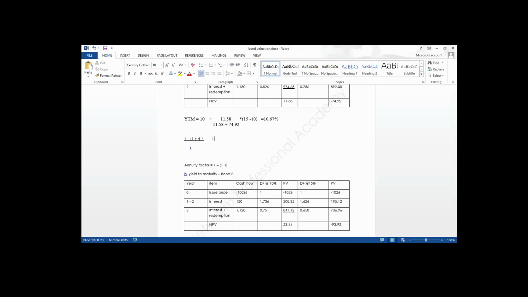1 minus bracket 1 plus 0.15, close your bracket, minus raised to power -2, then divided by 0.15.